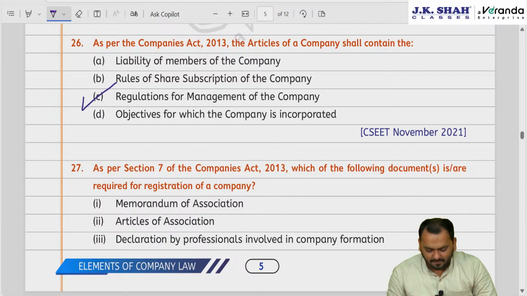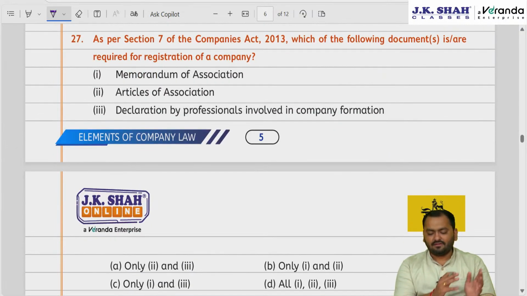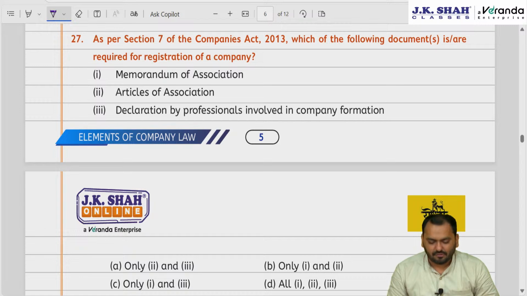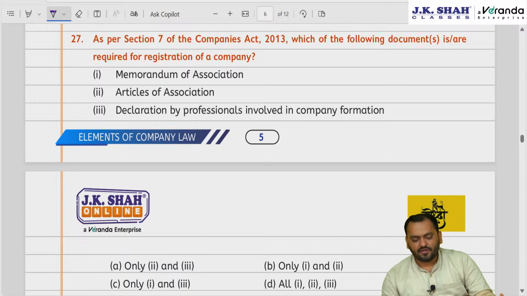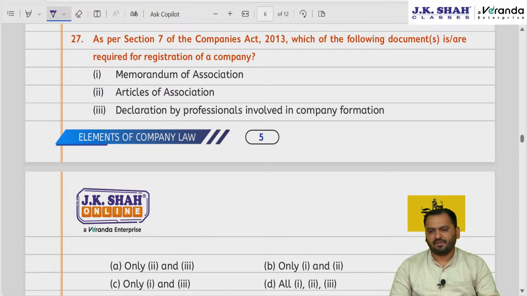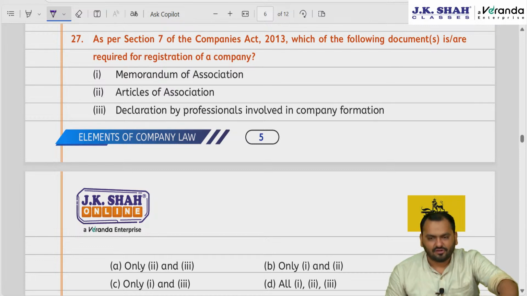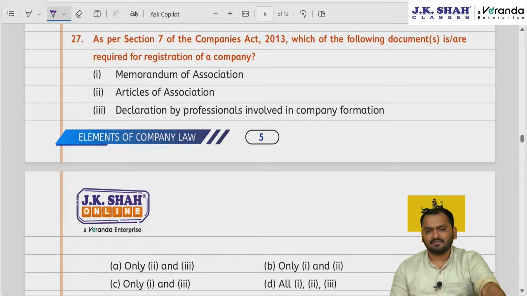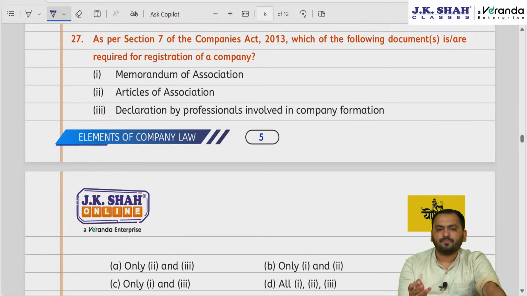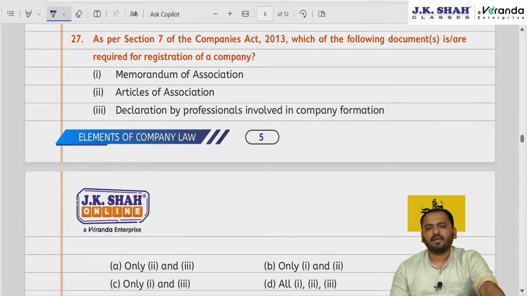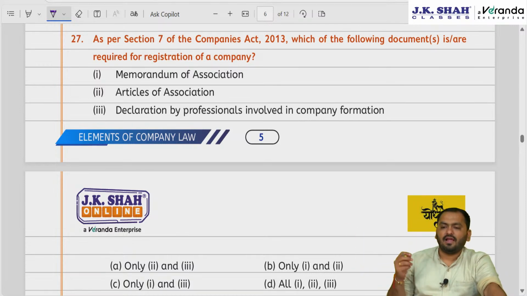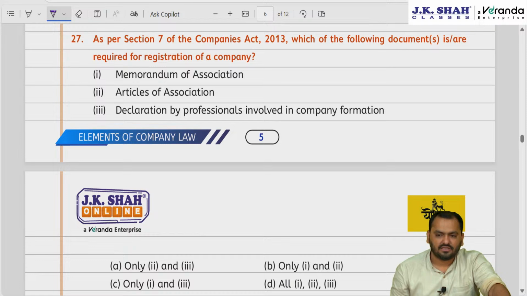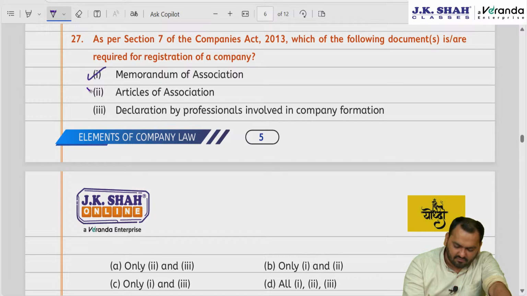Okay, so done. Next one is, as per section number 7 of Companies Act 2013, which of the following documents are required for registration of company? Which of the following are required for registration? Come on, first one. Memorandum of Association. Is this a required document? Yes. In fact, the first step to register a company is to prepare MOA and AOA, because you need to submit this to ROC at the time of making application for incorporation, right? So yes, MOA and AOA is required.